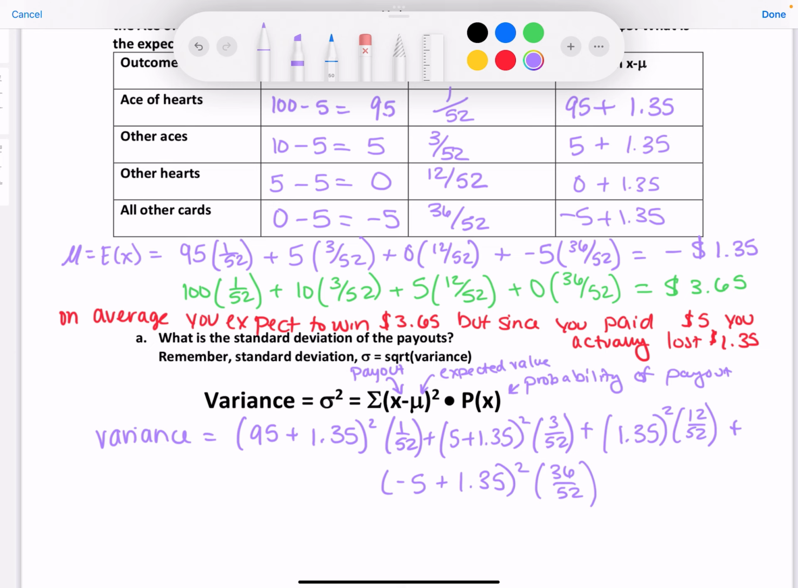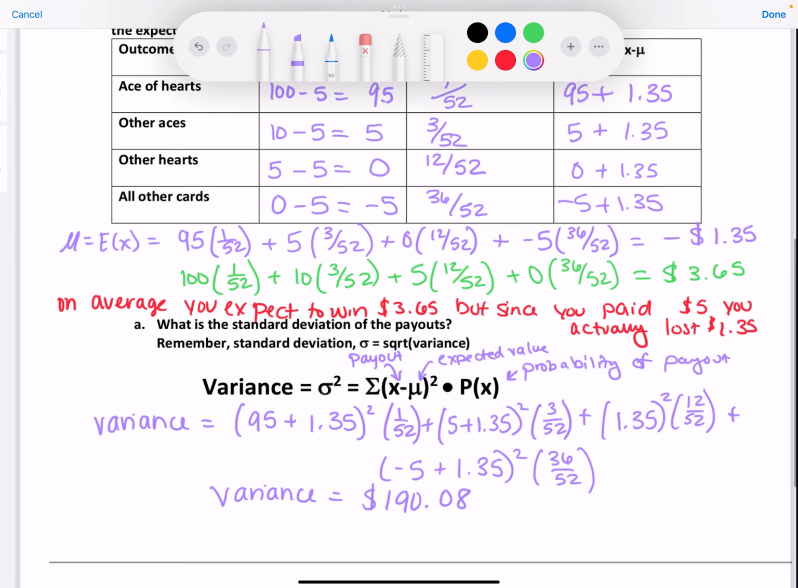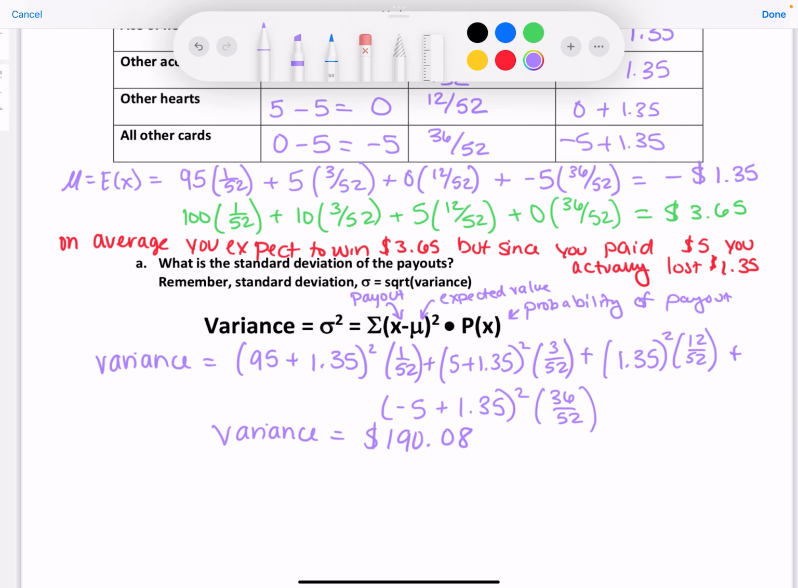And so then once you type all that in, solve it. Variance is equal to $190.08. And so then when we take the square root of that to find the standard deviation, we get $13.79.